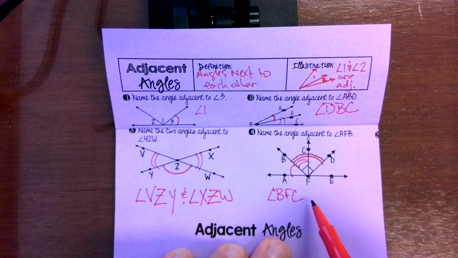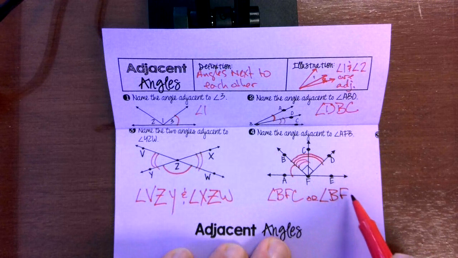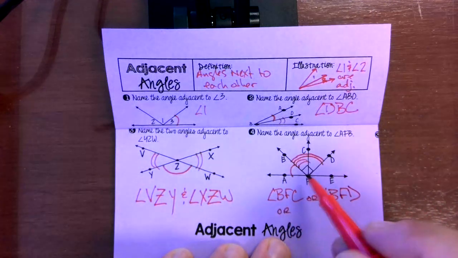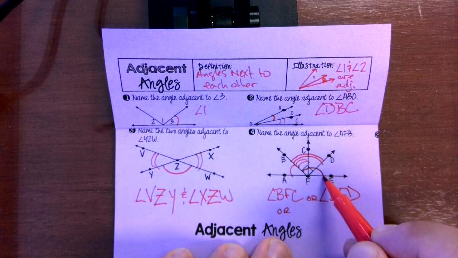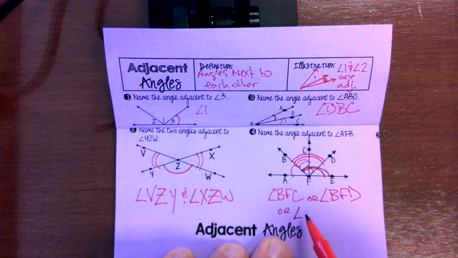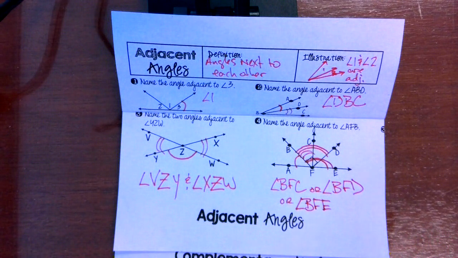But you could do this whole big angle. You could say angle BFD, or even beyond that, you could do this whole angle right over here, which is angle BFE. So any one of those is acceptable. And all of those are adjacent angles.